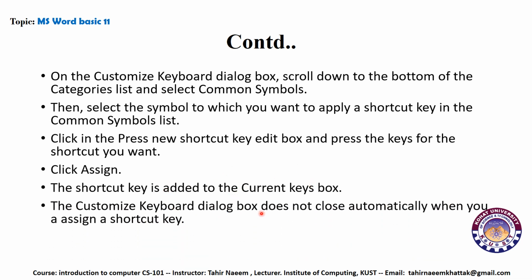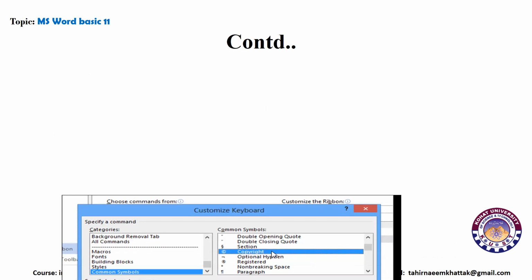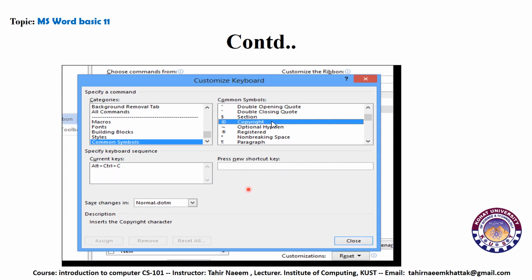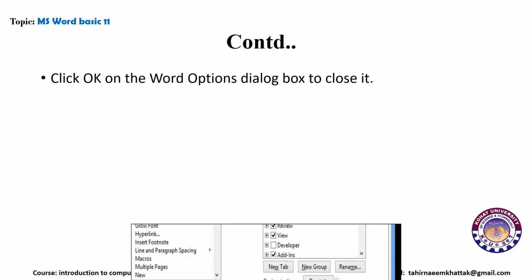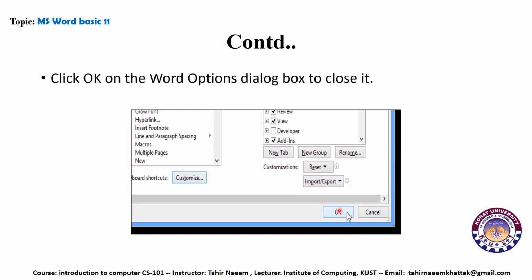The Customize Keyboard dialog box does not close automatically when we assign a shortcut key. To close the dialog box, click Close. Here, as you can see, there are different categories and different common symbols, and here is the current key. We can alter it. Then we will click on OK and the Word Options dialog box closes.